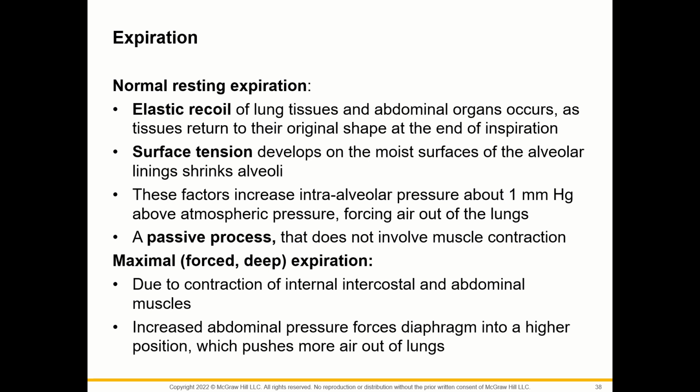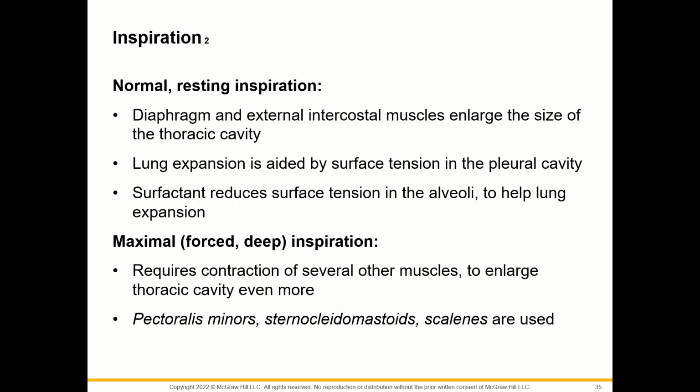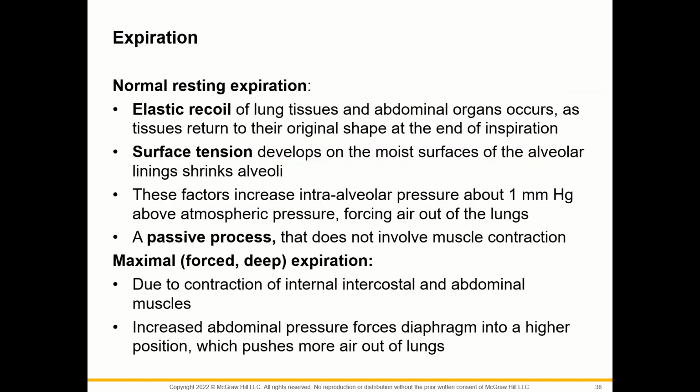Maximal or forced deep expiration is due to the contraction of internal intercostal and abdominal muscles. It increases the abdominal pressure and forces the diaphragm into a higher position, which pushes more air out of the lungs. All right, so let's take a look back. And so normal resting inspiration, we are still going to be using energy to do that. And then, of course, when we do maximal deep inspiration, we're really contracting our muscles. So inspiration is like an active process. Normal expiration at rest is going to be a passive process. Unless you're blowing out forcefully, then it's active.